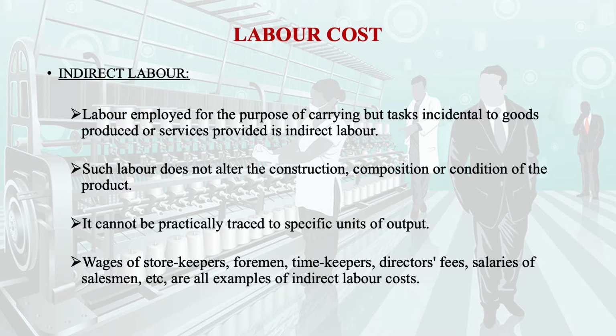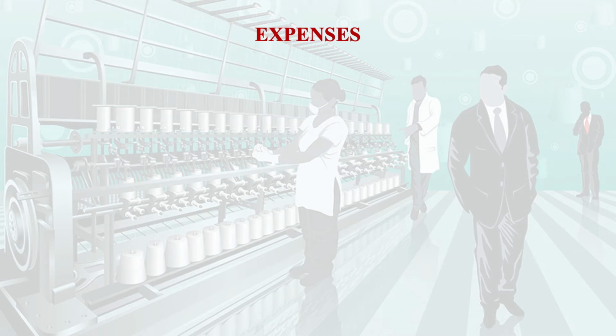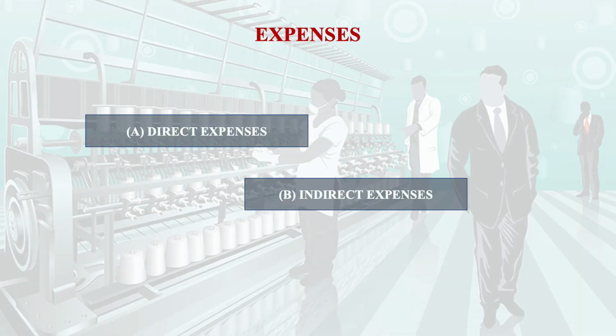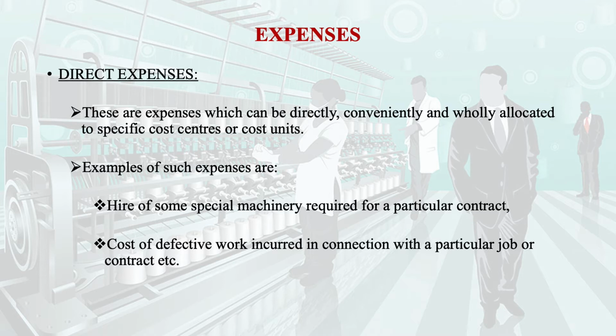Similarly, foreman, timekeeper, director fees, and salary of salesmen are all examples of indirect labor cost. Now comes the expenses. Expenses again may be direct or indirect. Direct expenses are those expenses which can be directly, conveniently and wholly allocated to the specific cost center or the cost unit.